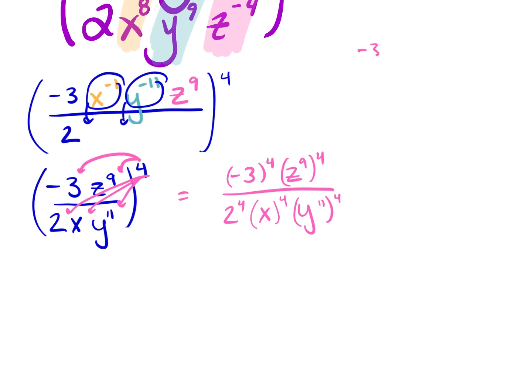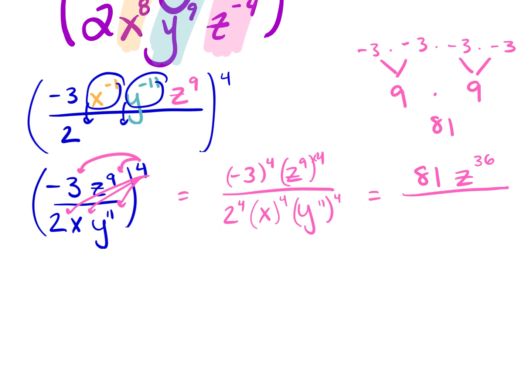Awesome. Remember, it's negative 3 times negative 3 times negative 3 times negative 3. Write it out if you need to. If you can't do it in your head, write it out. Negative 3 times negative 3 would be 9. And 9 times 9? 81. So we get 81 up top. What do we do when we have a power raised to power? Multiply. So z to what power? Z to the 36th power. Perfect.